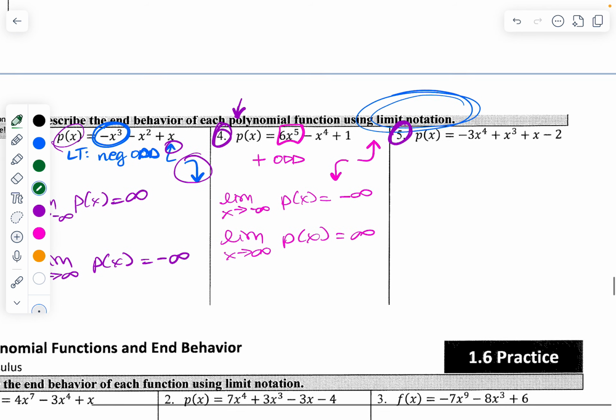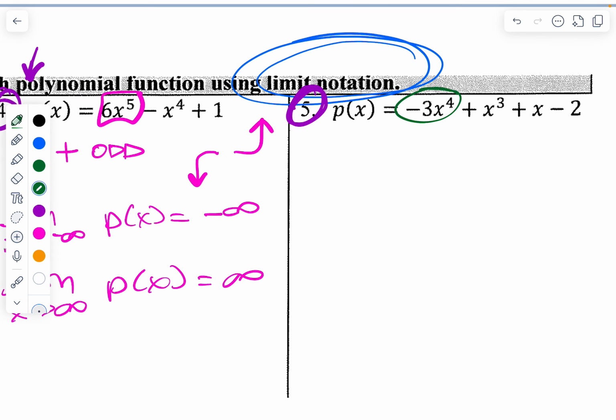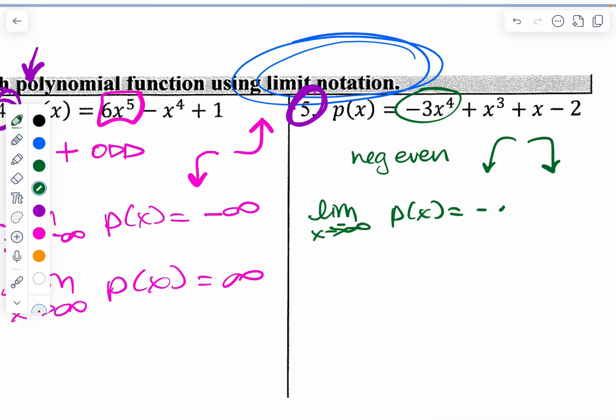On the last one here, you look at your leading term. This is negative even, which means we're going down to the right and matching it on the other side. So we know the limit as x approaches negative infinity to the left, P of x is going to negative infinity. And the limit as x approaches positive infinity to the right, P of x is going also down to negative infinity.